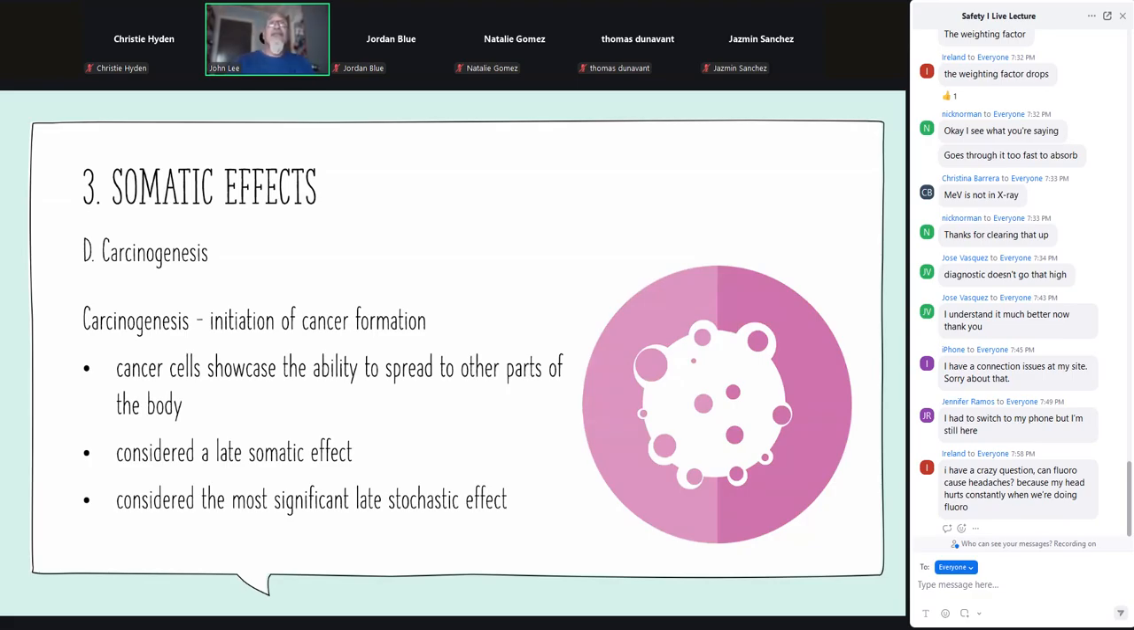Carcinogenesis. These cancer cells showcase the ability to spread to other parts of the body. They are considered a late somatic effect, and it is considered to be the most significant of all of our late stochastic effects.